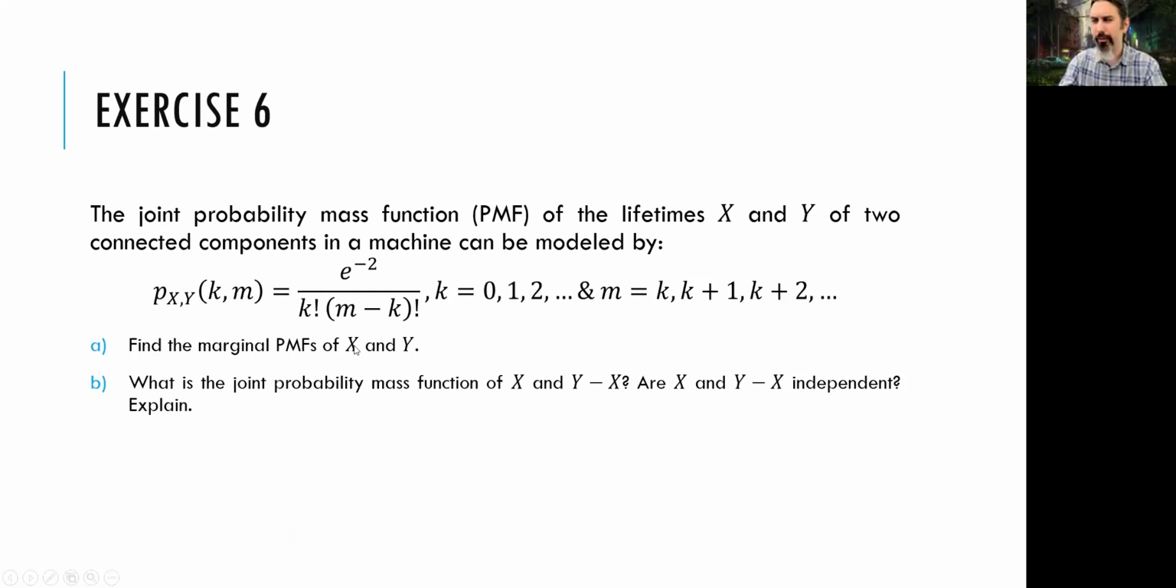We can see that from just these two limit values. Find the marginal PMFs of x and y. So we need to find the margins of here. This is a discrete PMF. So what I need to do is just sum on one of the variables to find the margin PMF of the other variable. So we're going to start summing. I'm going to find the margin of x first. So I'm going to start summing on y, which is related to m. So I'll just replace m with y and start summing.